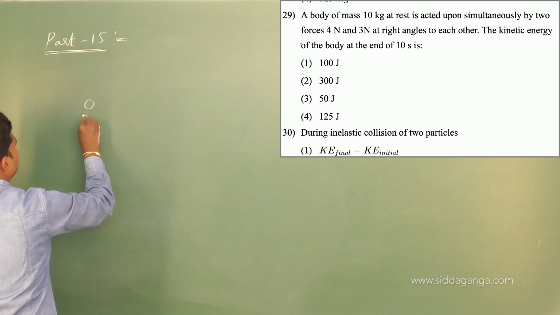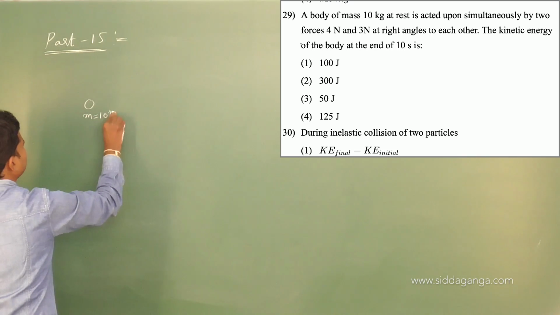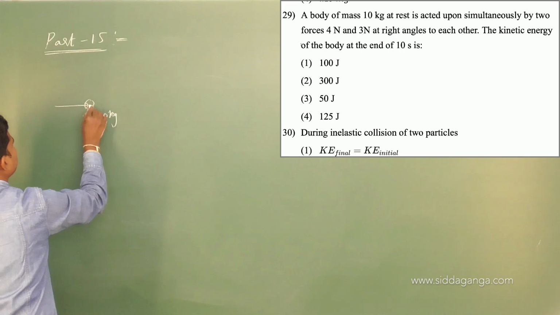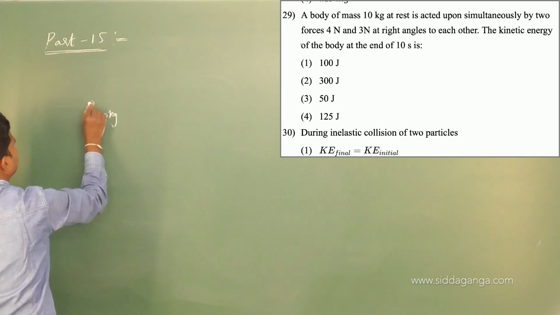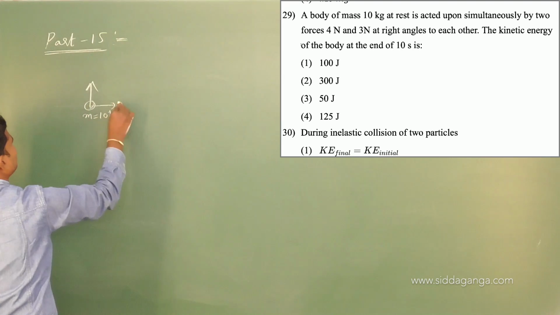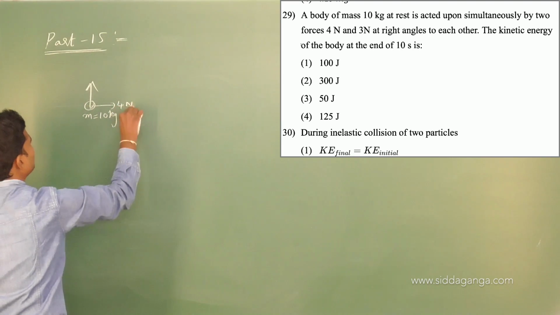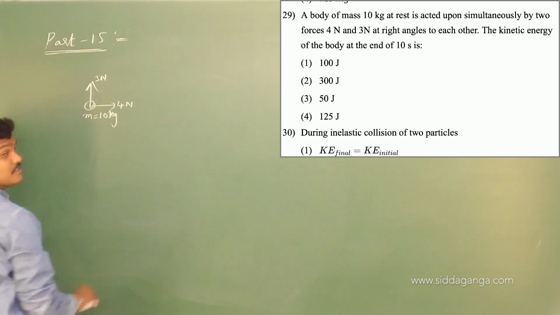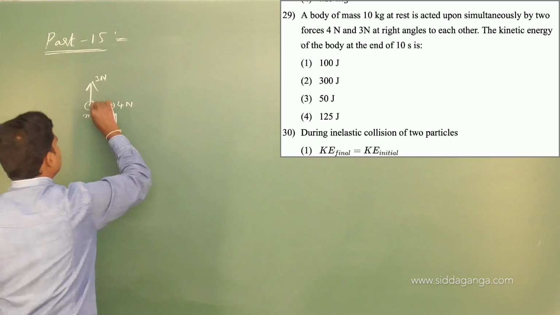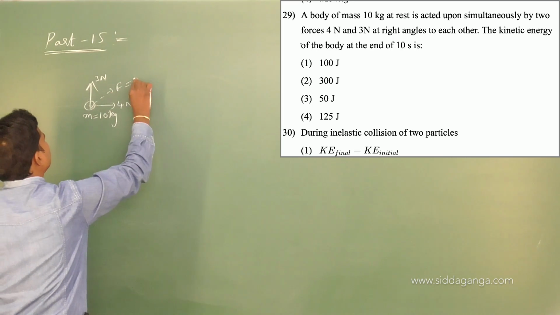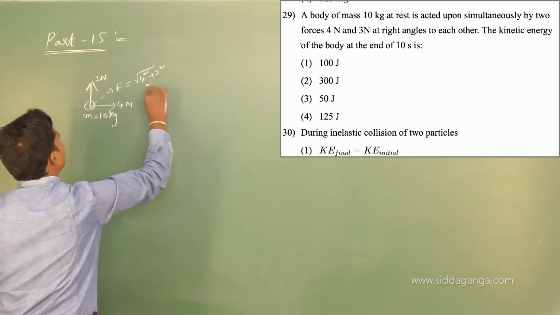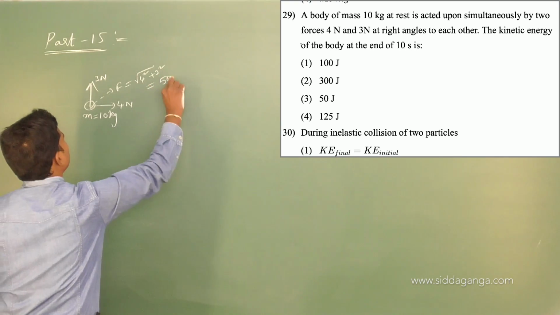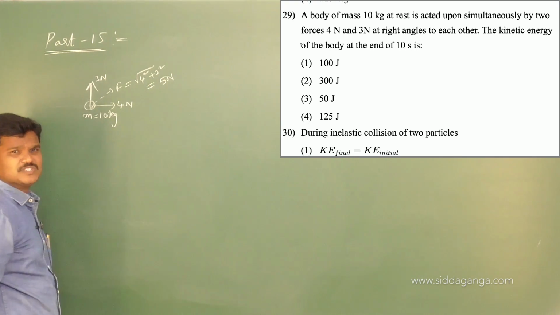Here this is the body whose mass is mentioned as 10 kg. It is acted upon by two forces, which are perpendicular to each other. One is 4 Newton, another one is 3 Newton. So, what is the resultant force acting on the body? Resultant force is nothing but root of 4 square plus 3 square. Directly we can expect like this: 5 Newton is the resultant force because the two forces are perpendicular.